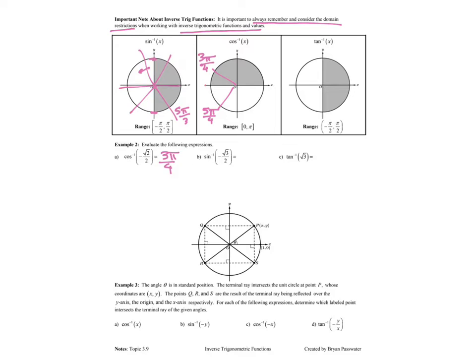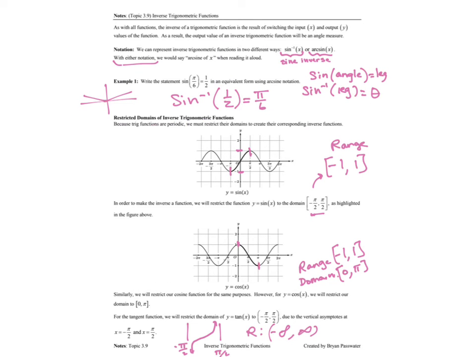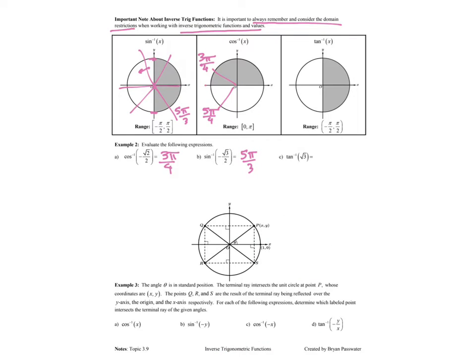5 pi over 3. Oh, see, this might be difficult. Tangent inverse of square root 3. You just have to remember which quadrant is shaded for each one of these, and you can find that by imagining the actual trig functions themselves. Okay, so tangent inverse of square root 3.